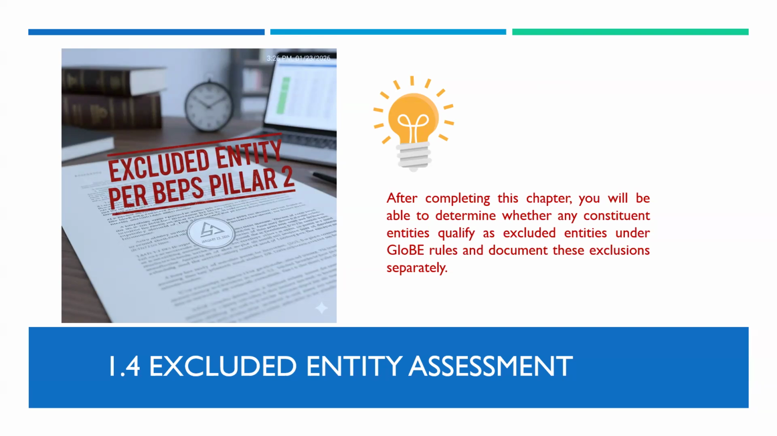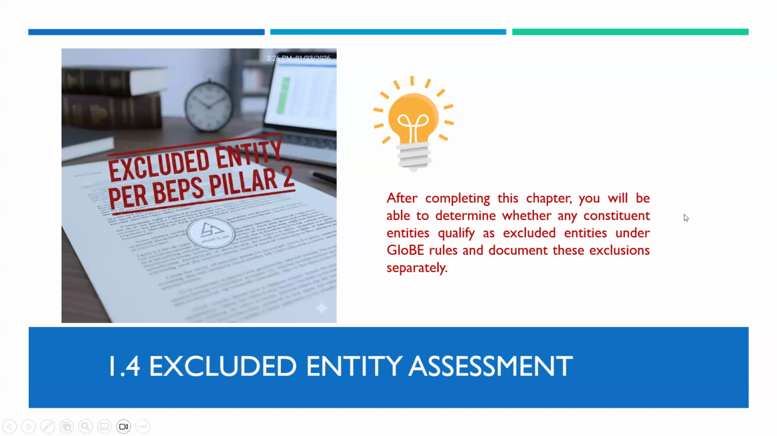Now, another important thing that we have to understand is there is something called excluded entity. Given the constituent entity list, some entities may be excluded based on what they do, or their nature, or their shareholding, or their basic functionality. So let's understand this. After completing this chapter, you'll be able to determine whether any constituent entities qualify as excluded entities under global rules. And then we will see how you should document these exclusions separately and what are the working papers that we have to maintain as a taxpayer.